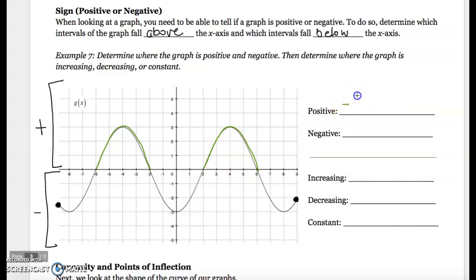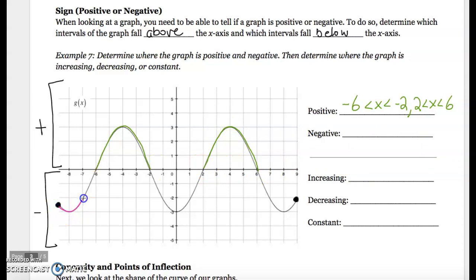So I would say from -6, because remember, we're looking at the x value where it starts, so from -6 until -2. And then there's another one, so we'd say from 2 to 6. I didn't leave myself a lot of room here, did I? All right, so those are both sections that are positive. Let's look at some negative sections.